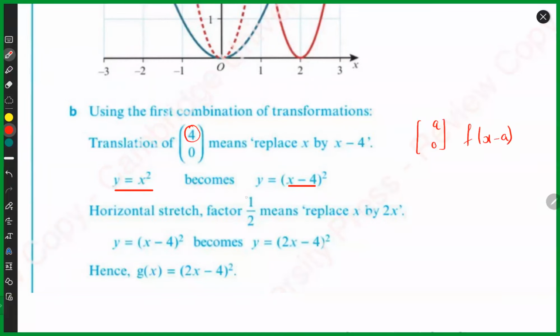And then stretch factor of 1 by 2 basically meant what? Stretch factor used to be 1 by a. This means that a is 2 and it used to be f of ax.